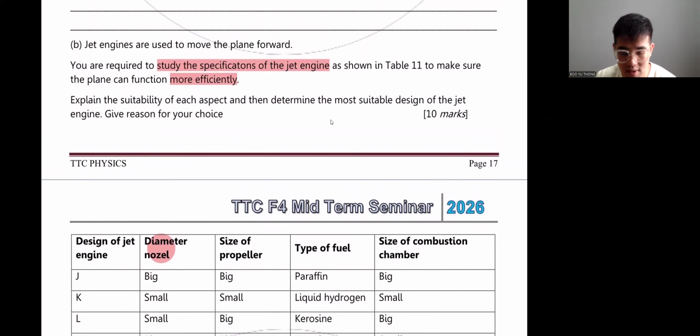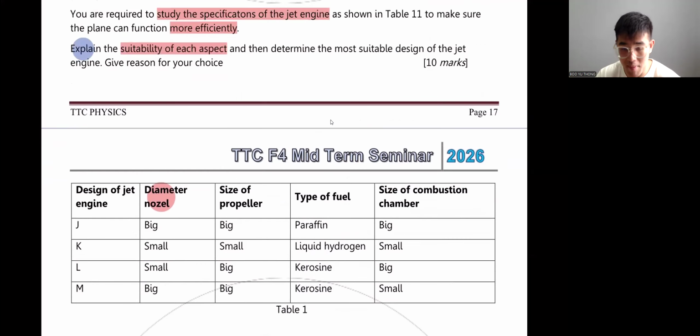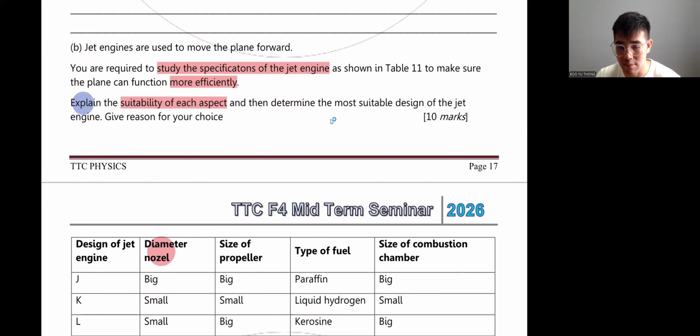Let's finish the question first. The question says you have to explain the suitability, which means you have to choose the suitable characteristic for each aspect. That means for each part of the jet engine, you have to choose some good characteristic for it, and you have to explain every choice you make. For example, just now we discussed the diameter of the nozzle, they give you 2 choices. Either you choose it to be big or you choose it to be small. But no matter what choice you make, you have to explain your choice. Why do you choose the diameter of the nozzle to be big or small?